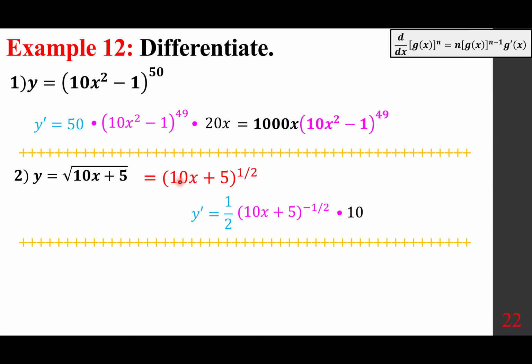Again, done with calculus. I hope you recognize 10 and 1/2 puts the 5 in the numerator. This negative 1/2 goes down, becomes positive 1/2, and it's a square root. So the final answer is 5 over 10x plus 5 to the 1/2. The product is 5. This goes down, becomes square root of 10x plus 5.